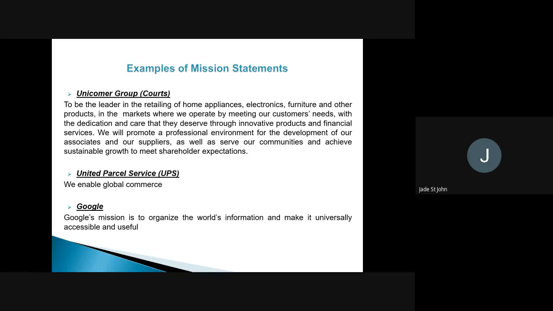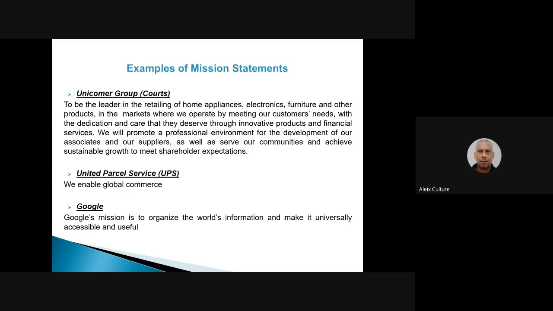We have Unicomer, which is known as Courts in Trinidad, and it can be as lengthy as this one. I don't know if you all need a few seconds to read through. It could be as short as United Parcel Service, which we call UPS, or it can be of high standards, as Google's, whose mission is to organize the world's information and make it universally accessible and useful.